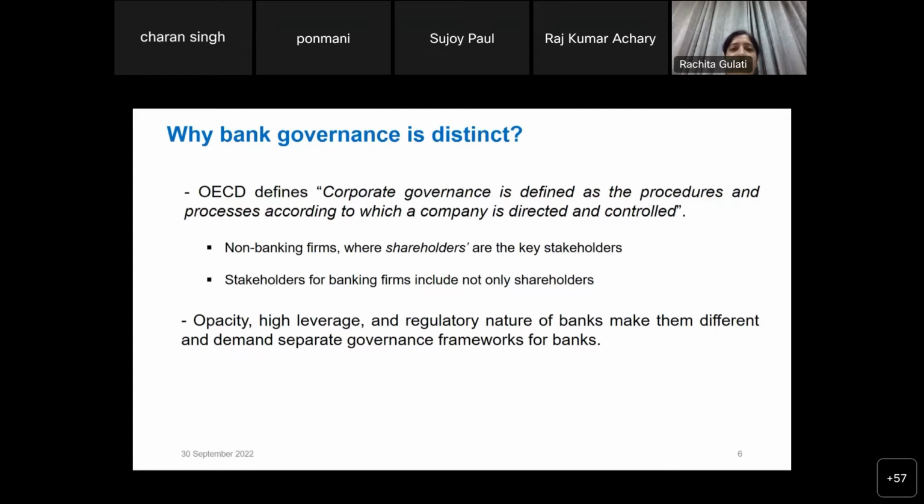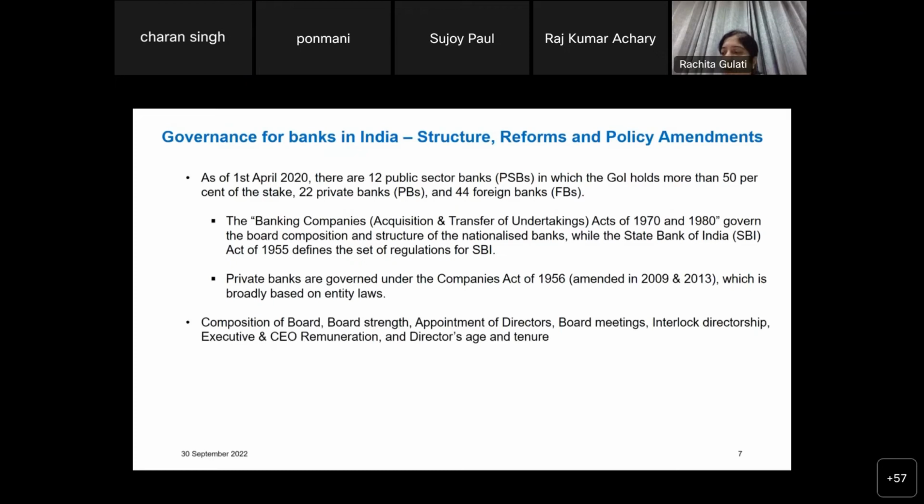Governance for banks in India, as far as the structure reforms and the policy amendments are concerned: as of 1st April 2020, as we all know, there are 12 public sector banks and 22 private banks, along with 44 foreign banks. However, in this study, we have mainly confined ourselves to the domestic commercial banks, and the study basically empirically analyzes the governance practices in the public and the private sector banks.